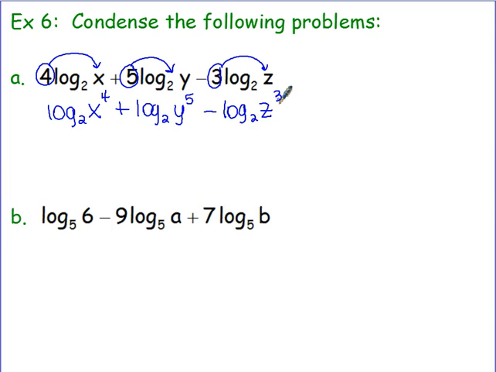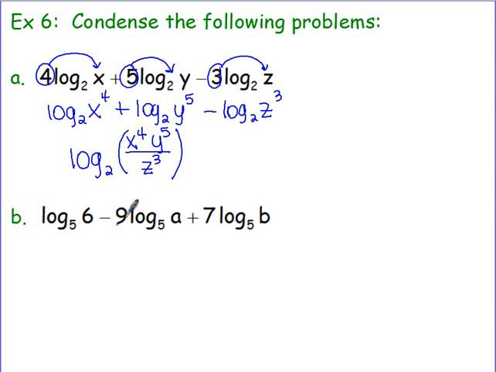Then make your one big log. So log base 2 parentheses. Do you see any subtraction signs? Yes. Make a fraction. This log is positive. X to the 4th goes on top. This log is also positive. Y to the 5th goes on top. This log is negative. Z to the 3rd goes on the bottom. And you are done. Let's check your last one.